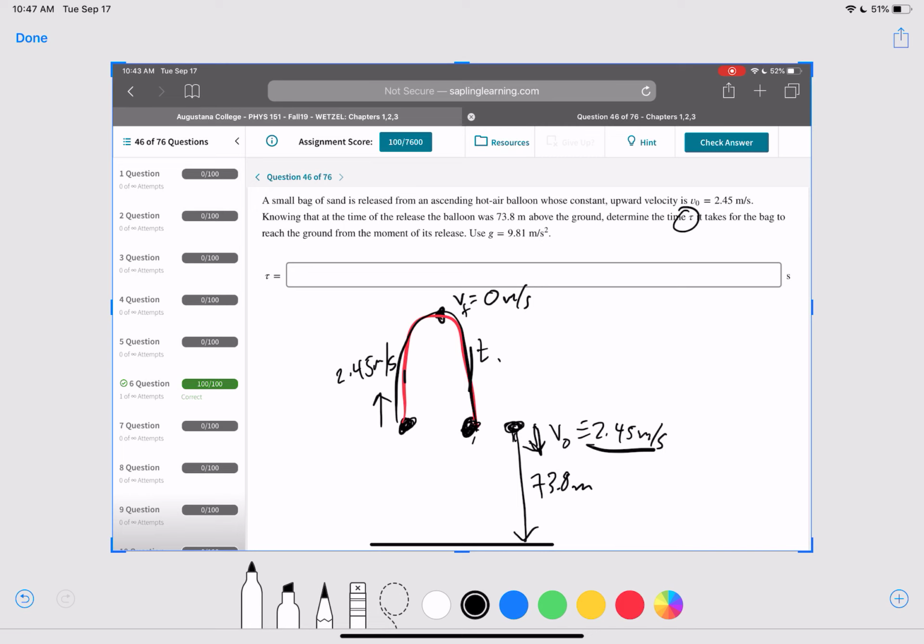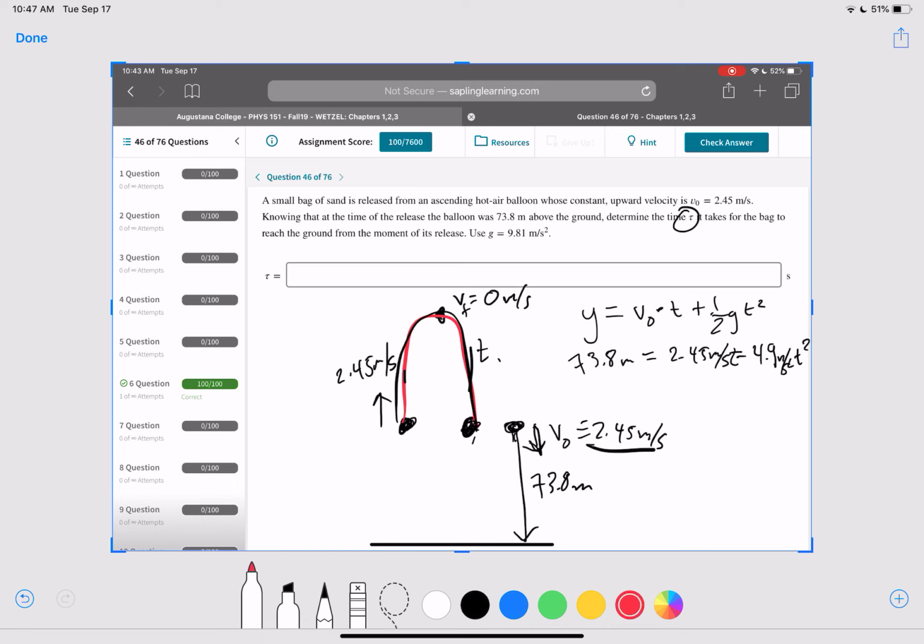the distance y that it's going to fall, we know 73.8 meters equals our initial velocity v0 times time plus 1/2 gt squared. Okay, so this would become 73.8 meters is equal to 2.45 meters per second minus 9.81 over 2, so that's going to become minus 4.9 meters per second squared times t squared. Okay, and then we've got a t in there.